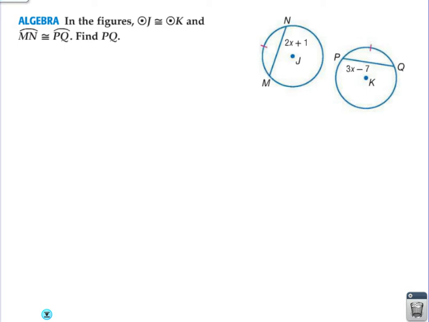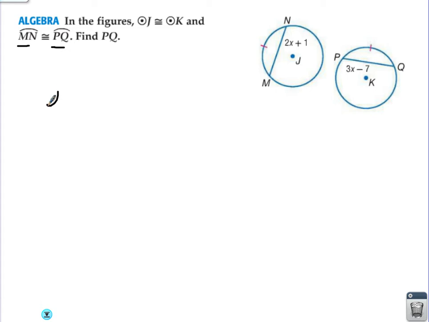In these figures, notice you've got two congruent circles. It doesn't work only with the same circle, but if the circles are the same size, it'll work again. You have two congruent circles, J and K are congruent. MN and PQ are congruent. So since the arcs are congruent, the chords are congruent.